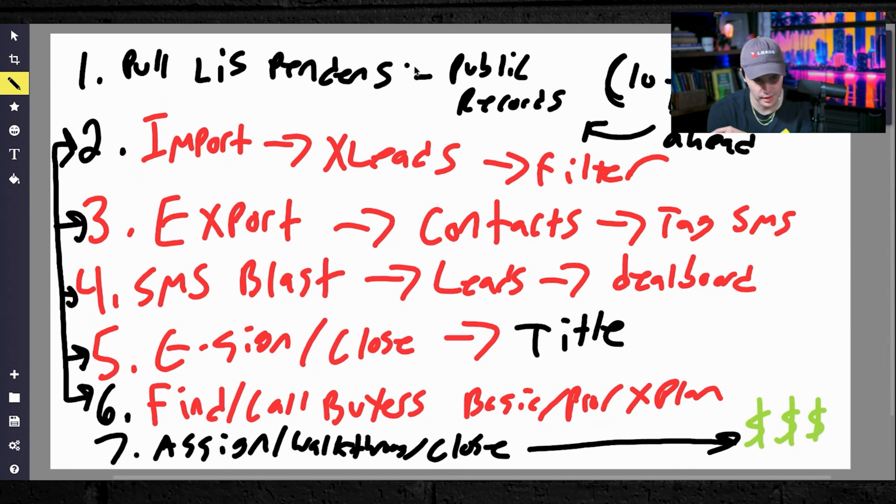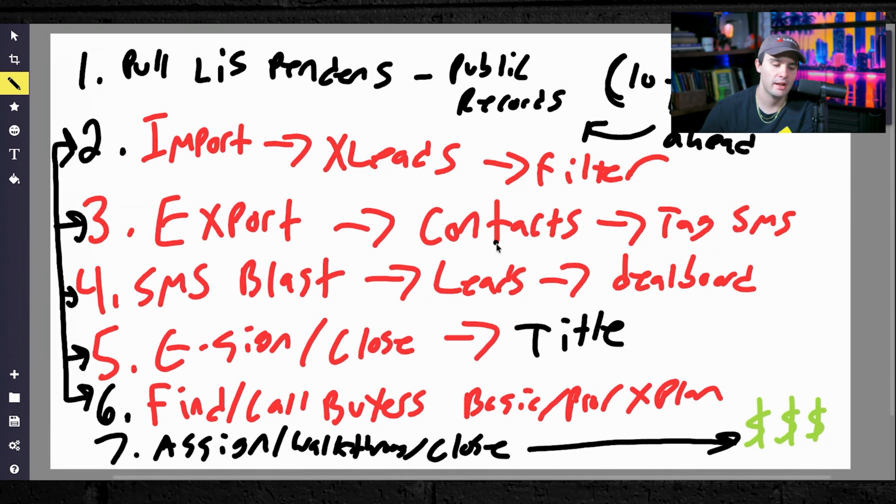You pull the list pendants list, the public records, right? You import it into XLeads. You filter it. So remember, you pull all the pre-foreclosures from the public records. You're then going to import it into XLeads. We're going to filter it the right way. So we're going to get rid of MLS. I'll show you how to do all that.